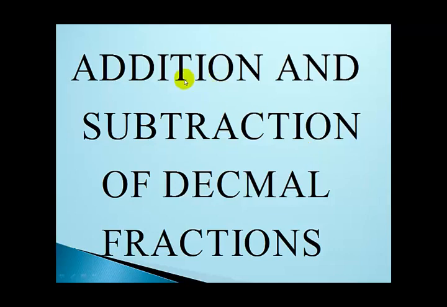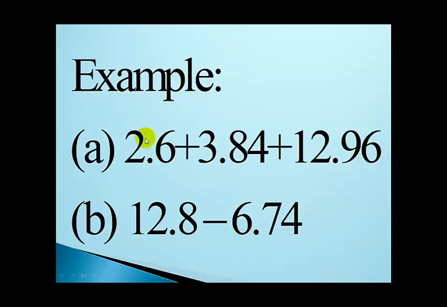Now let's look at addition and subtraction of decimal fractions. Now, considering this example A, we have 2.6 plus 3.84 plus 12.96. B, we have 12.8 minus 6.79. Now let's look at how we can solve these two problems.